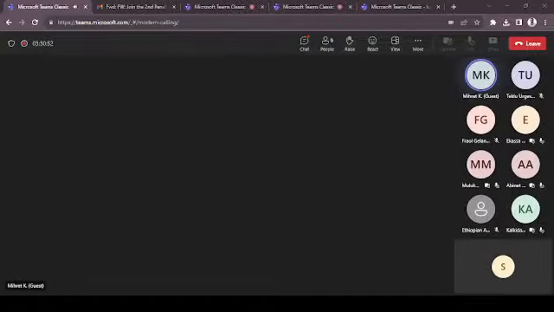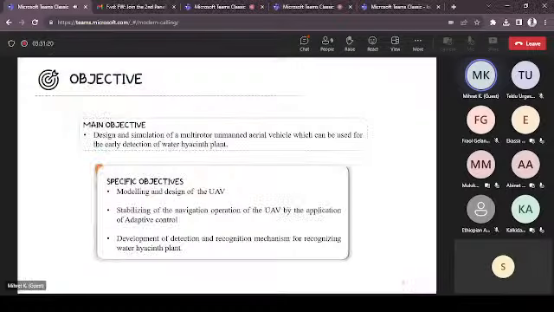So, being inspired by the extensive success of aerial vehicles in area surveillance applications, the main aim of this work has been to design and simulate a quadrotor UAV, which is specifically suited to the detection of the hyacinth plant. Along with achieving this main objective, modeling of the quadrotor UAV, designing an adaptive controller for stabilizing the quadrotor at times of navigation, and building an image recognition model had served as the specific objectives.